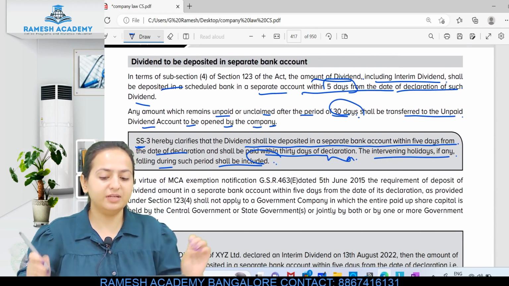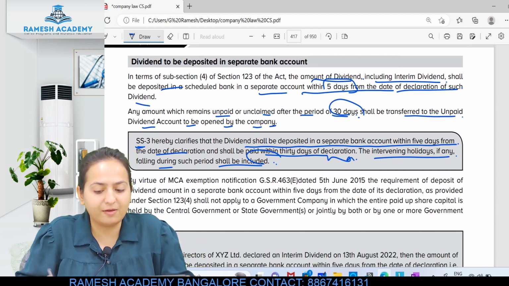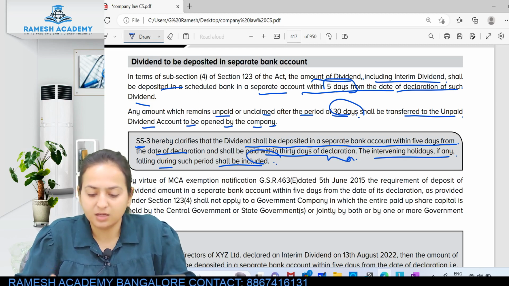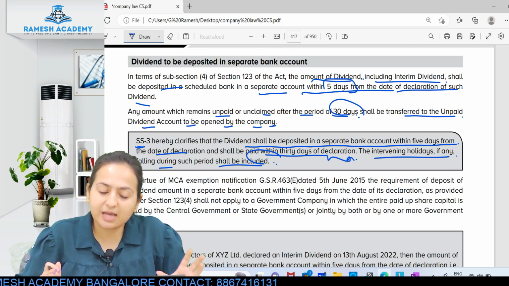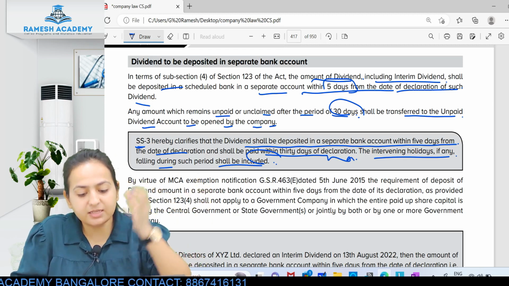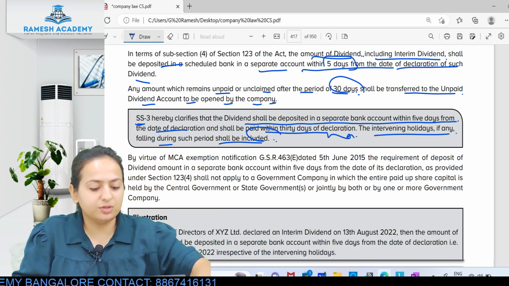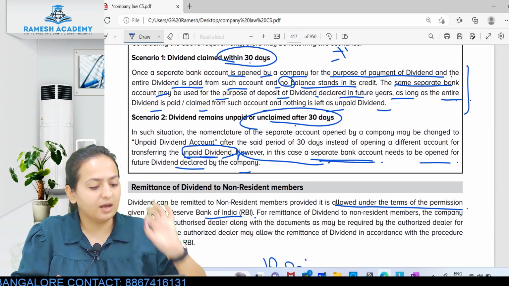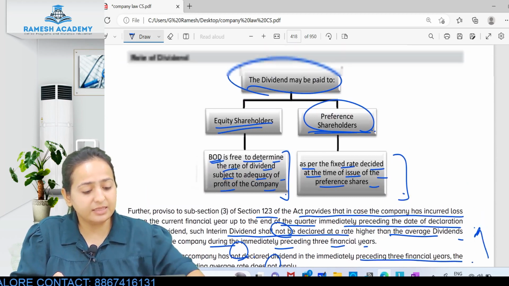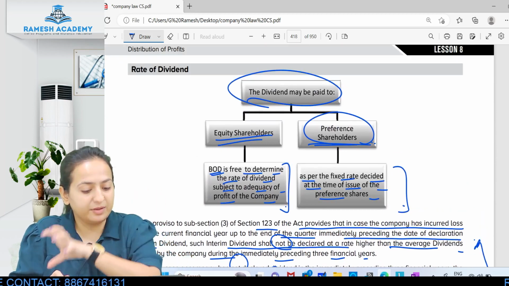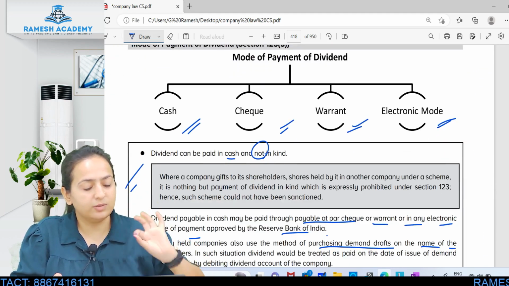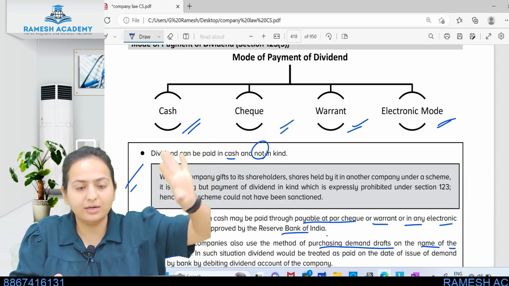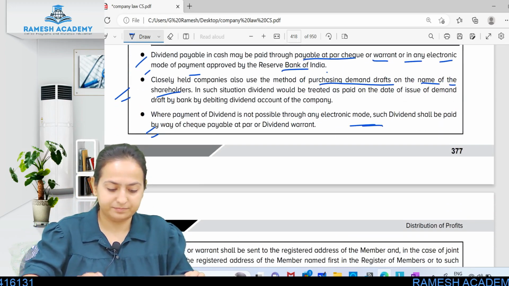Then within 5 days from the date of declaration of the dividend, the amount of the dividend should be in a separate bank account. If the amount remains unpaid within 30 days, it shall be transferred to the unpaid dividend account. Dividend may be paid to preference shareholders and equity shareholders. What is the mode? Cash, cheque, warrant, electronic mode.